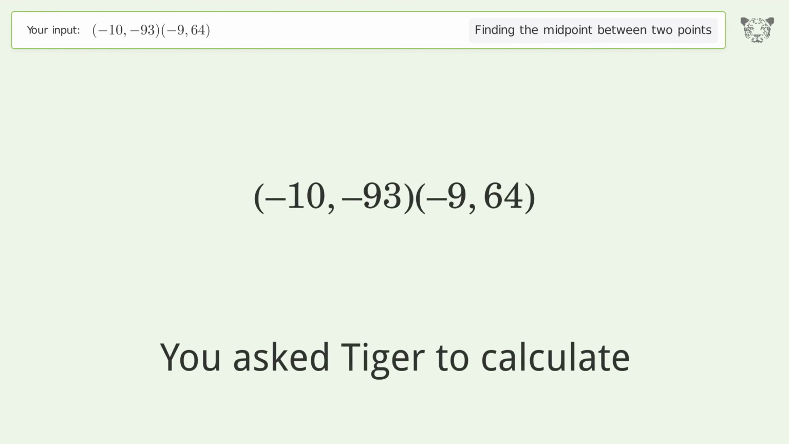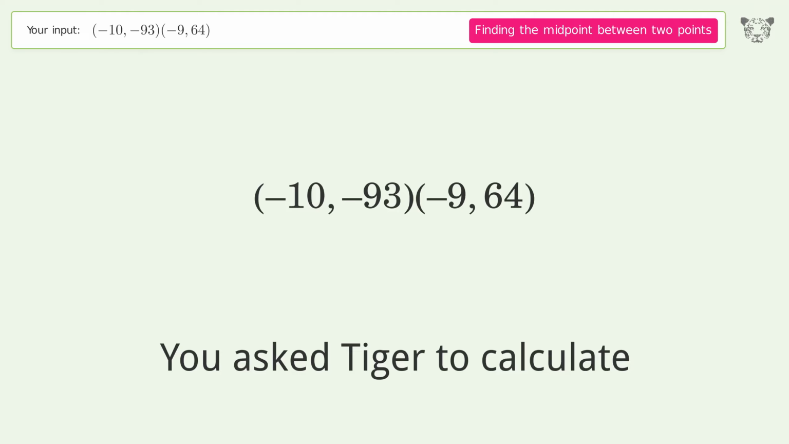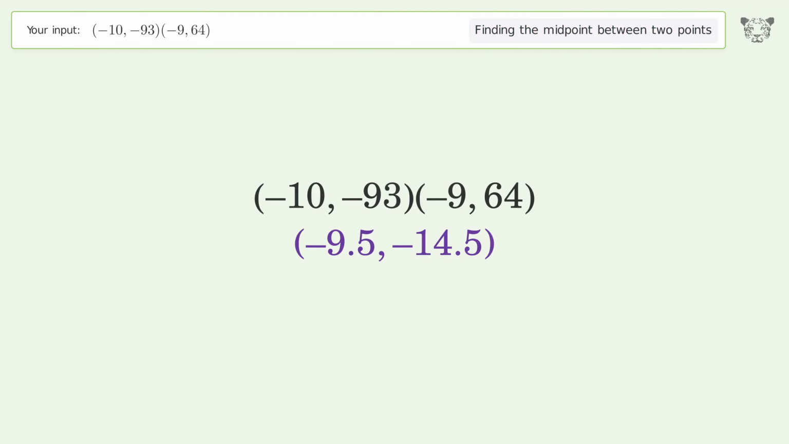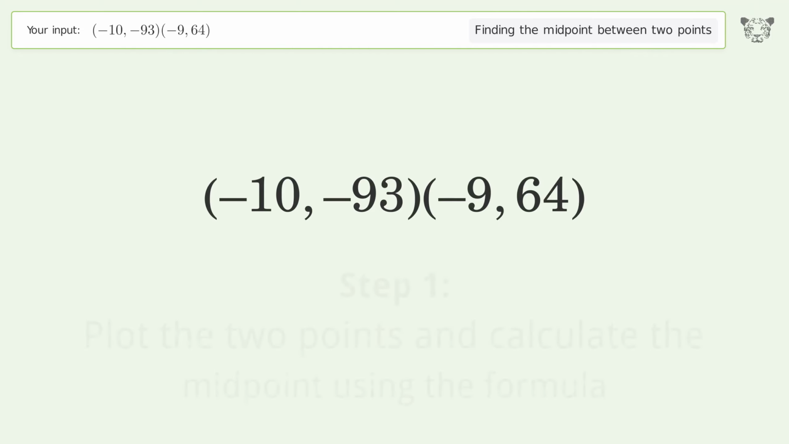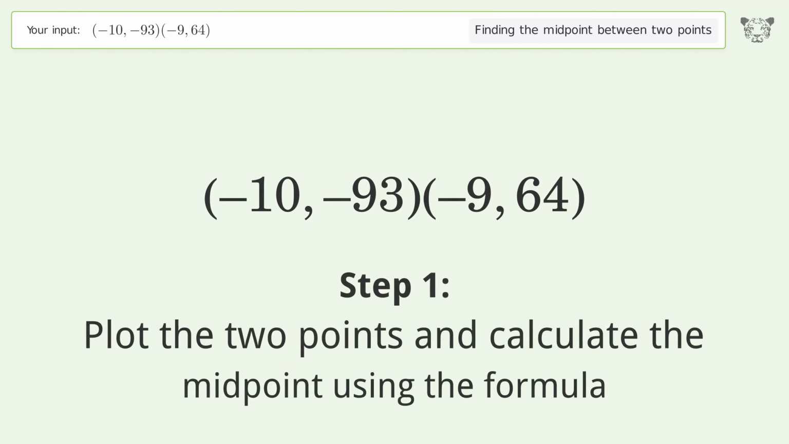You ask Tiger to calculate. This deals with finding the midpoint between 2 points. The midpoint between the 2 points is -9.5, -14.5. Let's solve it step by step. Plot the 2 points and calculate the midpoint using the formula.